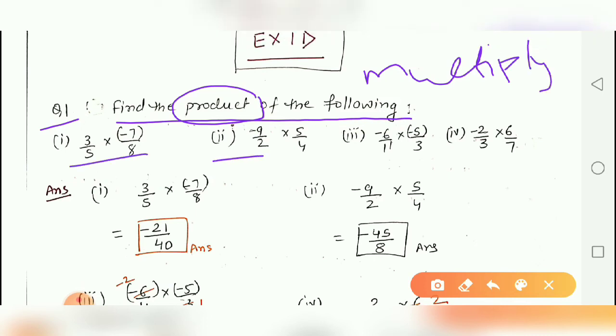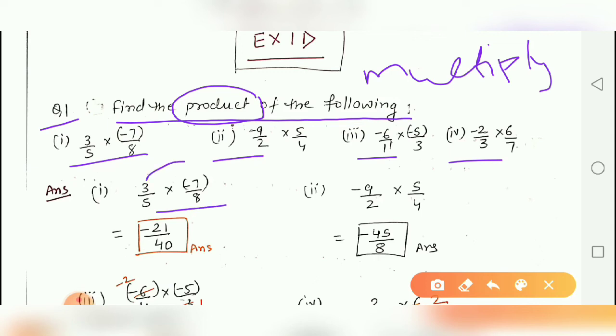Here I have written only 4 parts. Today we are going to do 4 parts as a CW from exercise 1D. Now first part is 3 by 5 multiplied by negative 7 upon 8.